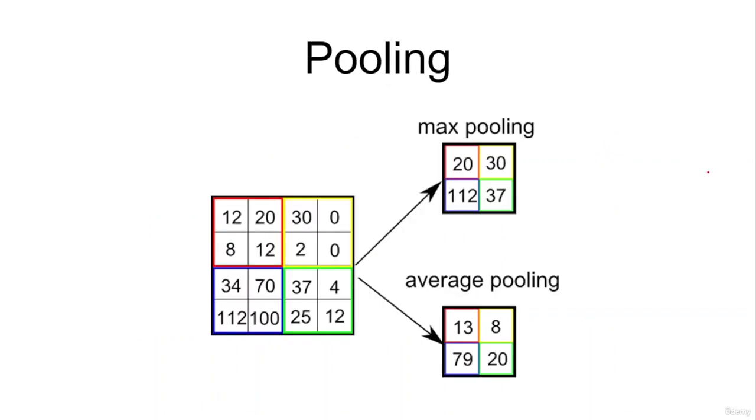Pooling can be max pooling or average pooling. In max pooling, you take the maximum value out of the filter window. Here you can see the maximum value in this window is 20, and here you can see 20, and 20 is over here in the case of max pooling. And in the case of average pooling, you take the average of all the elements in the filter window, and here you can see the average of these 4 elements is 13.